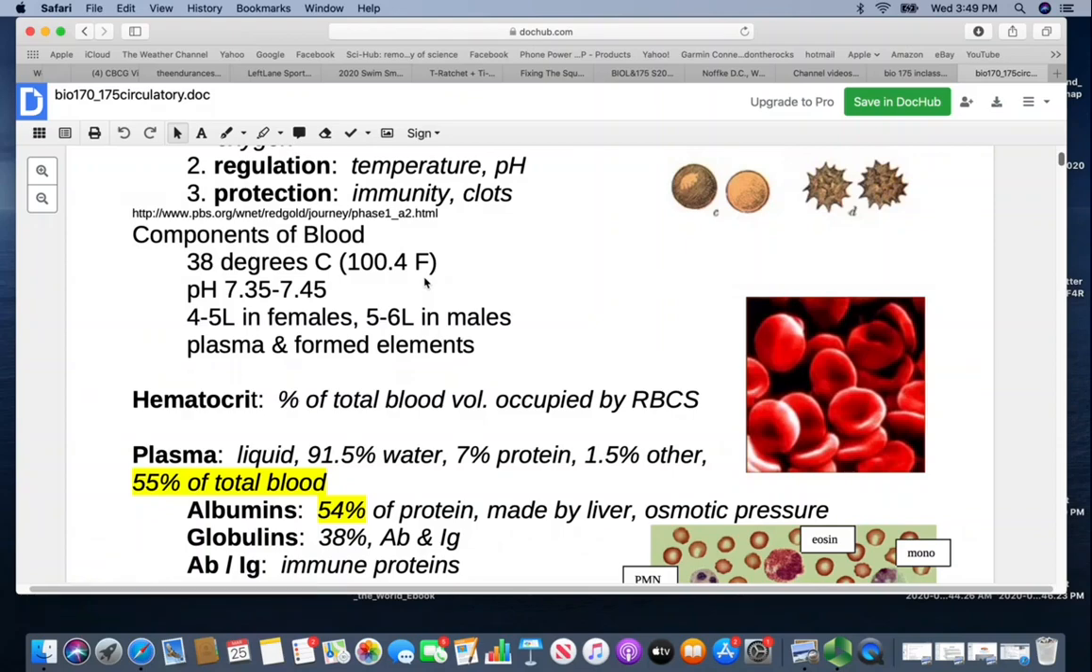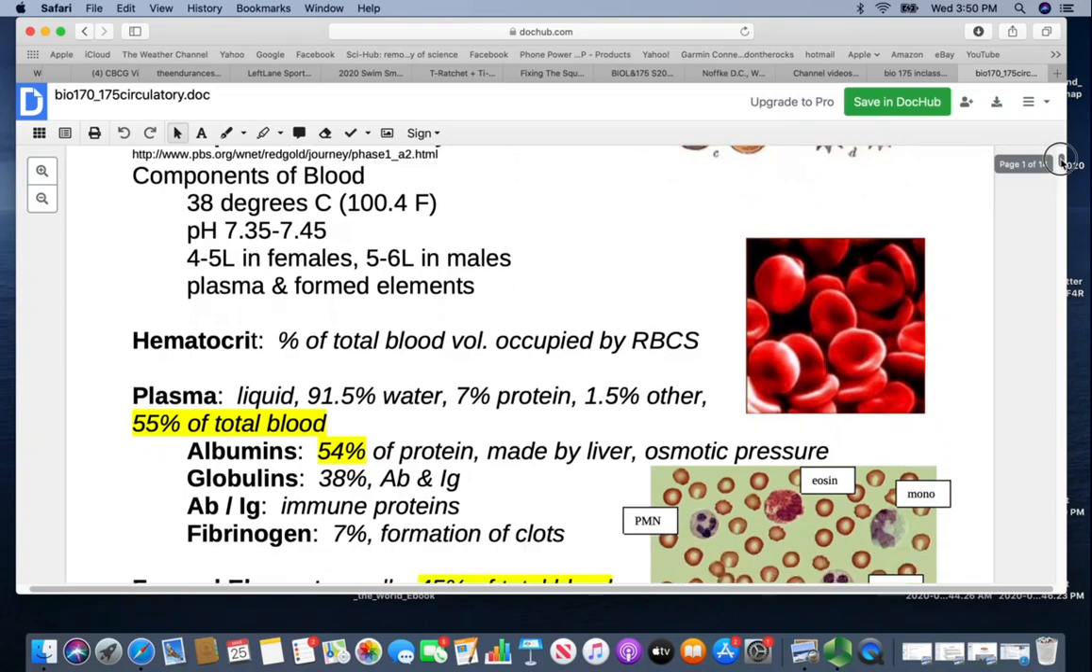pH is 7.35 to 7.45. A female will typically have 4 to 5 liters of blood, a male typically 5 to 6 liters. It is dependent on size, so if you're a 6'2" female, you're probably going to be above that 4 to 5 liters. Likewise, if you're a 5'2" male, your volume's probably going to be on the lower end of things. And it's going to be made up of the plasma and the formed elements.